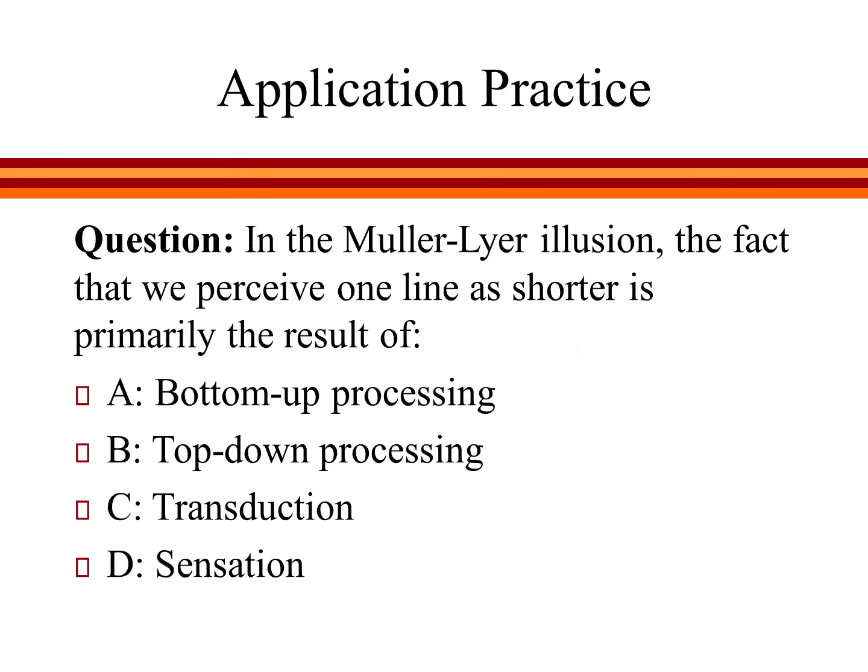Let's pause for one last application practice question before we close this video. In the Mueller-Lyer illusion, the fact that we perceive one line as being shorter is primarily the result of... The answer is B, top-down processing.